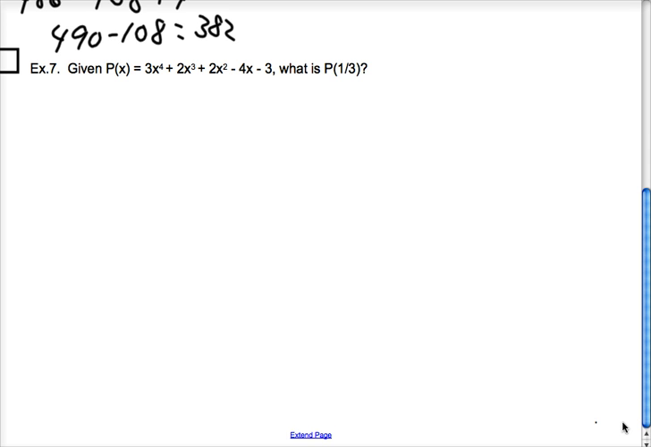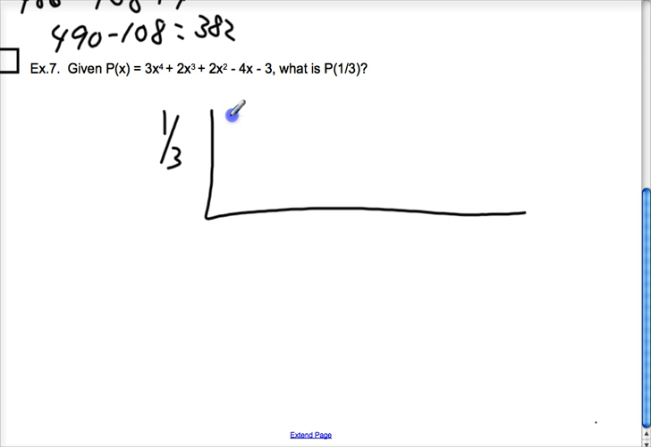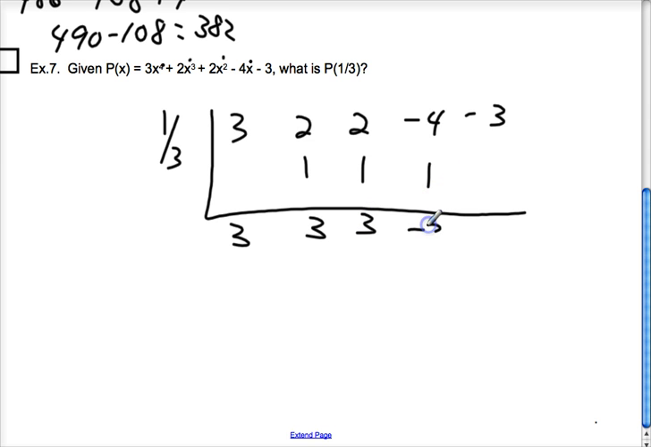Although it does have a fraction, so that makes it kind of tricky. So I want to plug in 1/3. I've got 3, 2, 2, -4, -3. There are no gaps. It went 4, 3, 2, 1, number. Drop the 3. 1/3 of 3 is 1. Add, I get 3. 1/3 of 3 still is 1. Add, I get 3. 1/3 of 3 is still 1. Add, I get -3. 1/3 of -3 is -1. Add, I get -4. There's the answer.